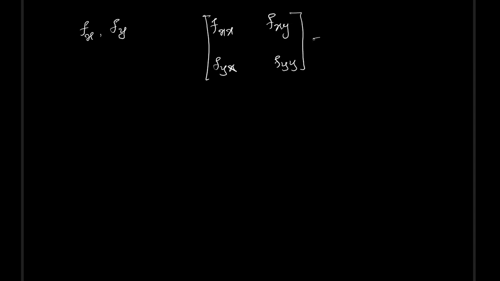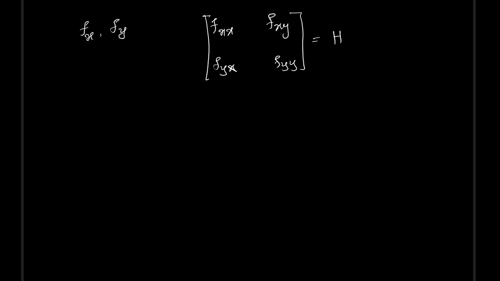Do you remember the Jacobian of a Jacobian matrix? You have fx and fy, and if you find the Jacobian of fx, fy with respect to x, y, that gives you the Hessian matrix. Do you remember? That is fxx, fxy, and this one is fyx, fyy. So this is exactly equal to the Hessian matrix.